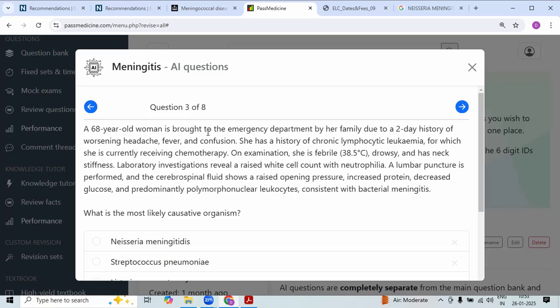A 68-year-old woman is brought to emergency by her family due to 2-day history of worsening headache, fever, confusion. She has got CLL, okay, and she's receiving chemotherapy. So she is immunocompromised here. She's got fever, drowsy, neck stiffness, and raised WBC with neutrophils. So again, she's got some bacterial infection.